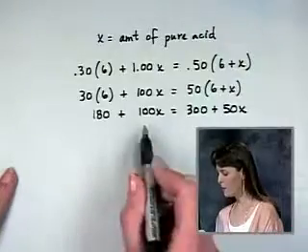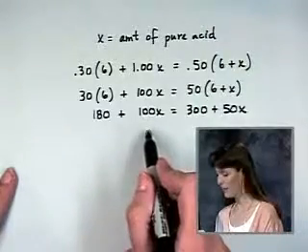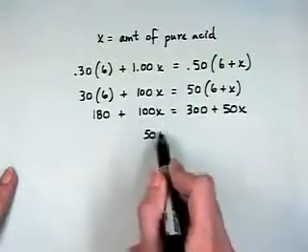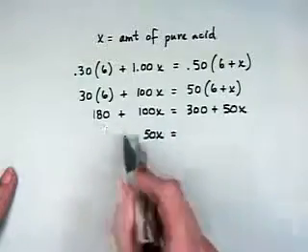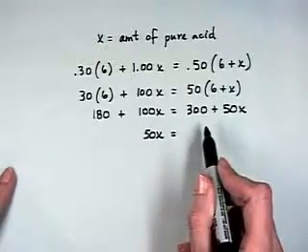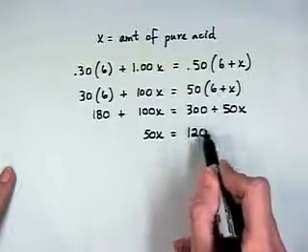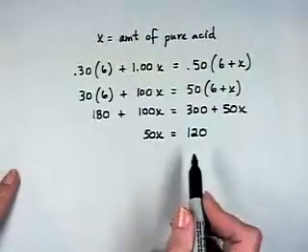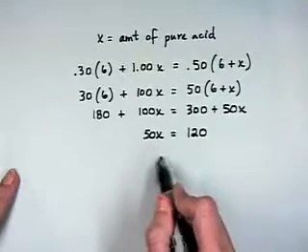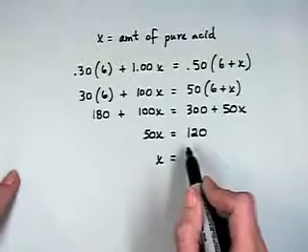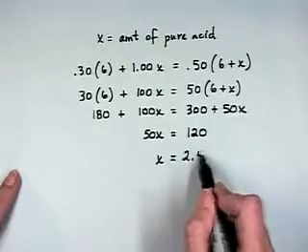We can subtract 50x from both sides of the equation and get 100x minus 50x is 50x. And we'll also at the same time subtract 180 from both sides of the equation. 300 minus 180 is going to give us 120. So we have 50x equals 120. Dividing both sides of the equation then by 50 gives us a value of 2.4.